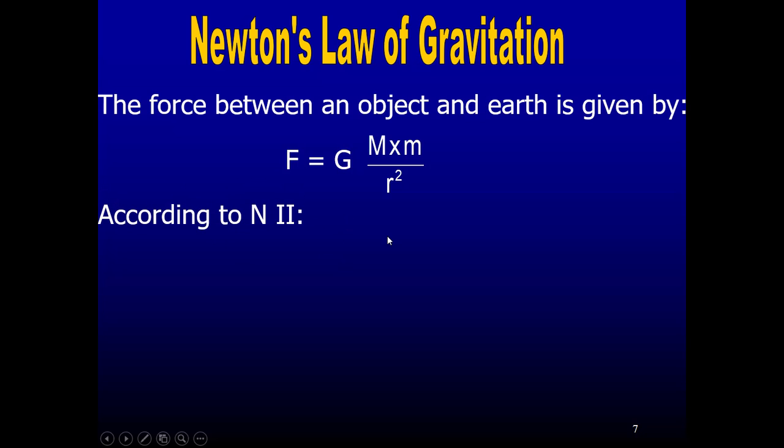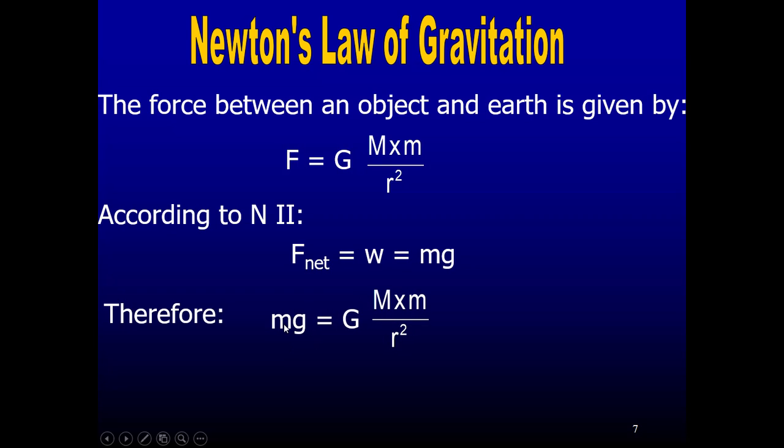Now, according to Newton's second law, we know that the net force is equal to the mass times the acceleration. So in terms of force due to gravity, it would be the mass times the gravitational acceleration. We substitute that in, and we find that the mass times the gravitational acceleration is equal to the universal constant times the mass of the Earth times the mass of the object divided by the distance between them squared. The mass of the object cancels out, and we get to our equation to calculate the gravitational acceleration of our object on a specific planet.